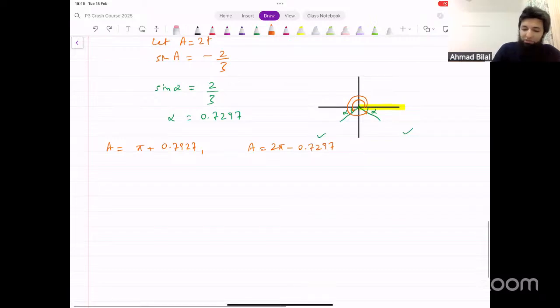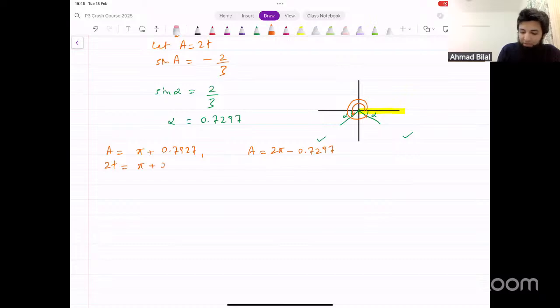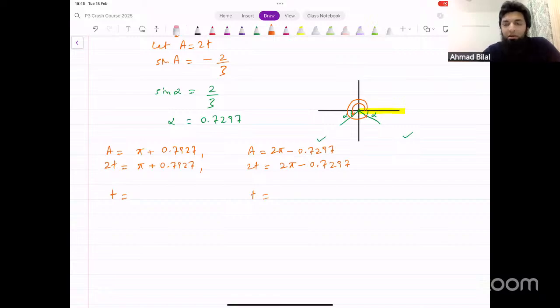Now, once you have these two values, you put that substitution back. In place of a, you put 2 times t. You get 2t equal to pi plus 0.7297 and 2t equal to 2 pi minus 0.7297. And you can find the values of t from this. What are the values of t that we get?